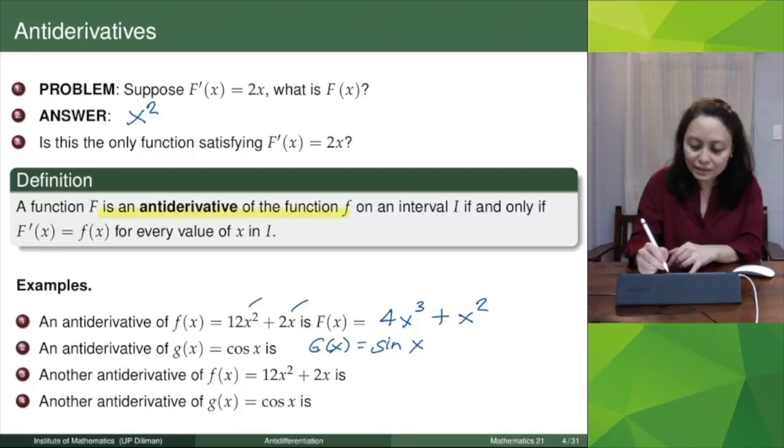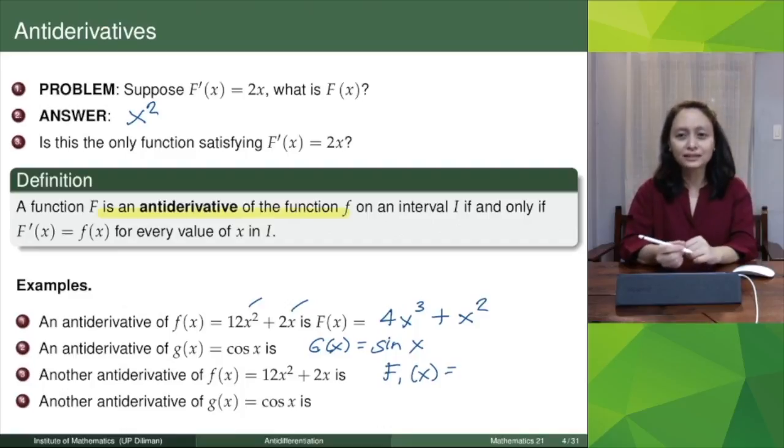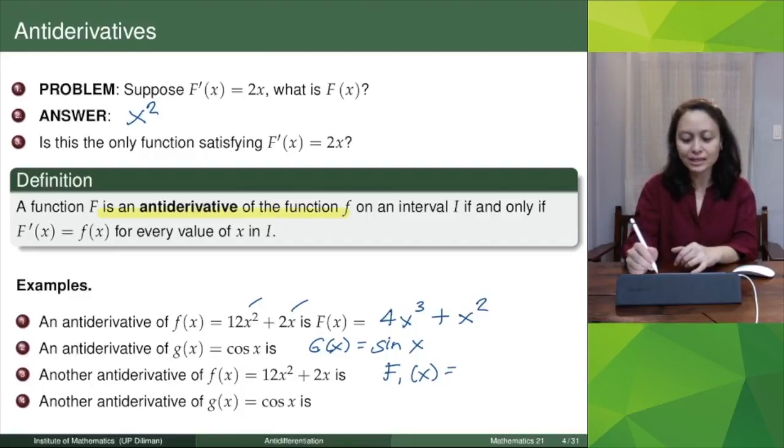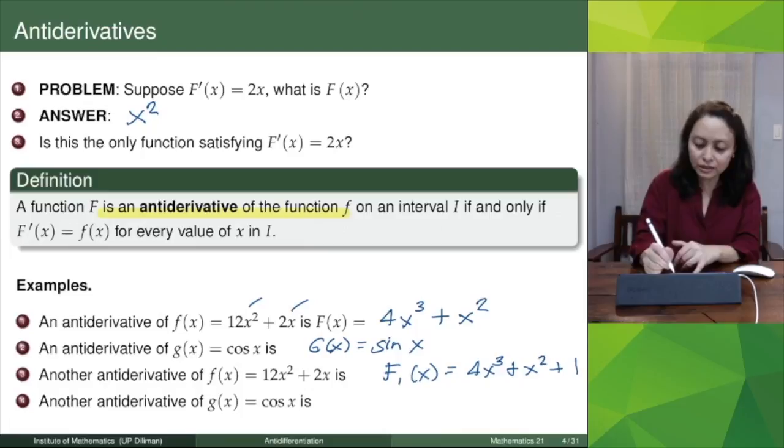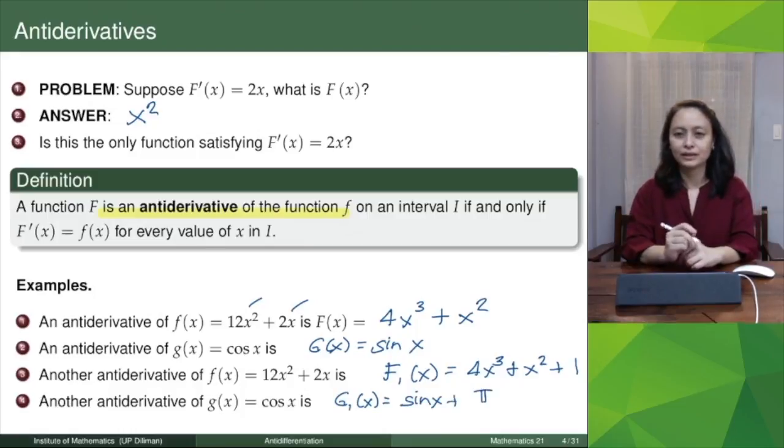Let's look for another antiderivative of small f of x. Let's call it F1 of x. Another antiderivative of 12x squared plus 2x is, say, 4x cubed plus x squared plus 1. Okay, indeed, the derivative of F1 of x is still 12x squared plus 2x. How about if we want to get another antiderivative of cosine x. Let's call it G1 of x. We can choose sine x plus any constant, say pi. Okay, the derivative of G1 of x is cosine x plus 0, or cosine x.